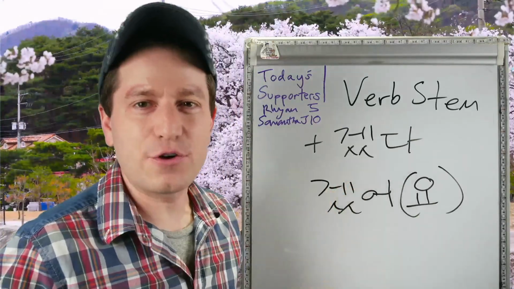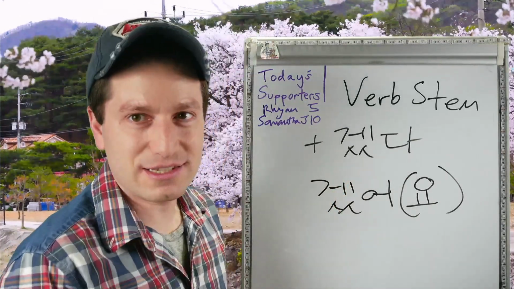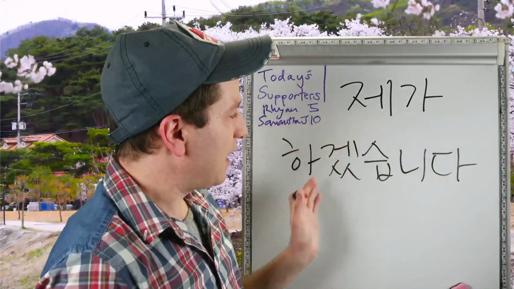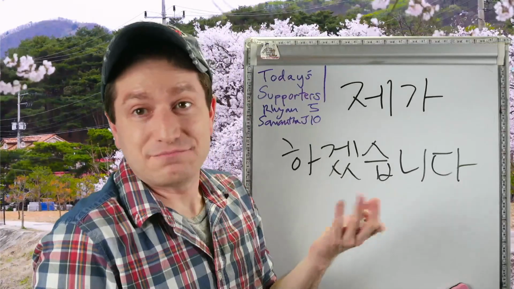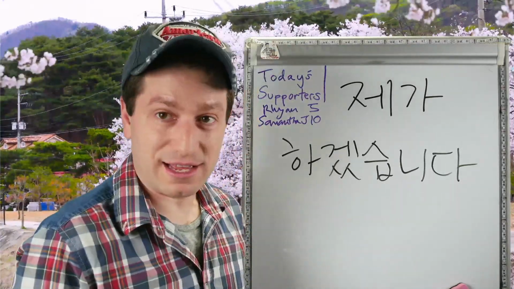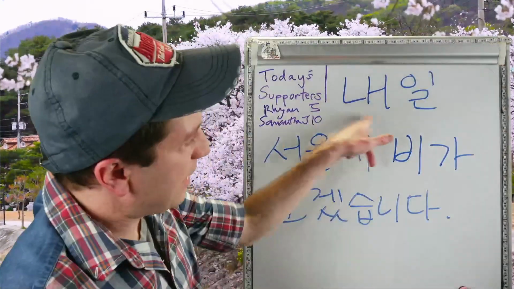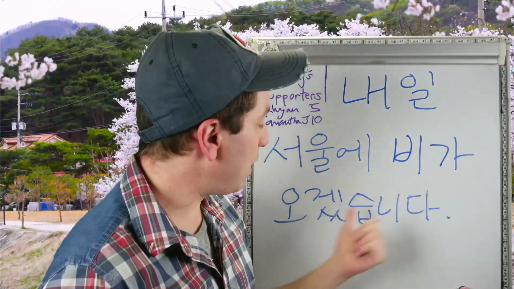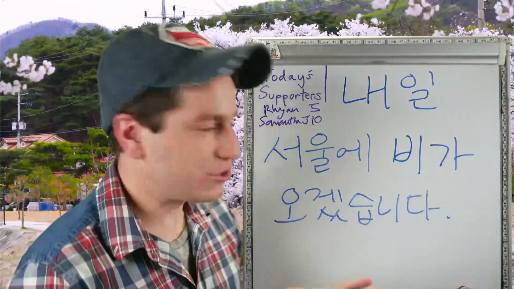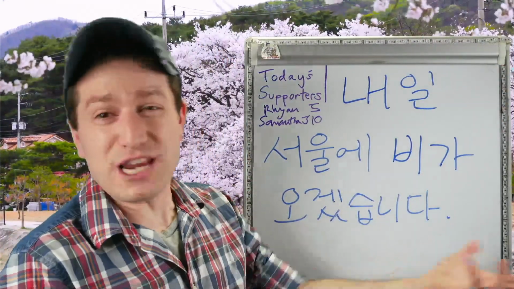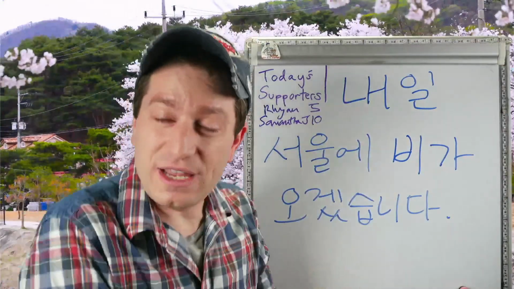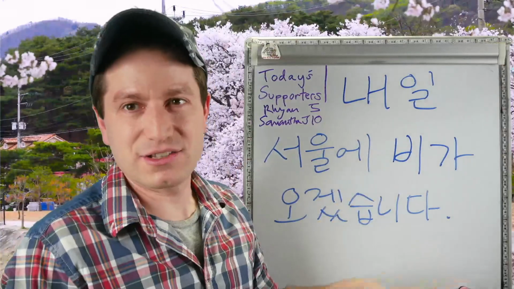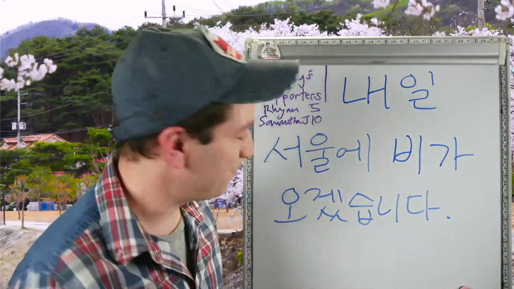First of all, though, let's focus on how it's used as the future tense. So let me give you a few examples that are formal. 제가 하겠습니다. I will do it. 내일, tomorrow, 서울에, in Seoul, 비가 오다. Literally, the rain comes. So, 비가 오겠습니다. Tomorrow, it will rain in Seoul. 내일, 서울에 비가 오겠습니다. So, tomorrow, it will rain in Seoul.